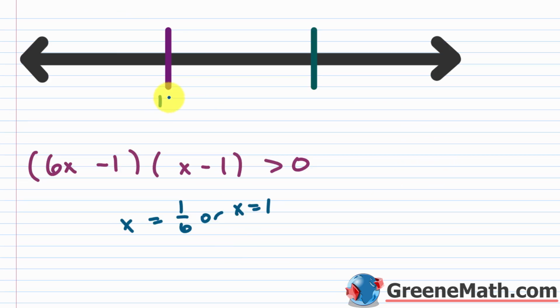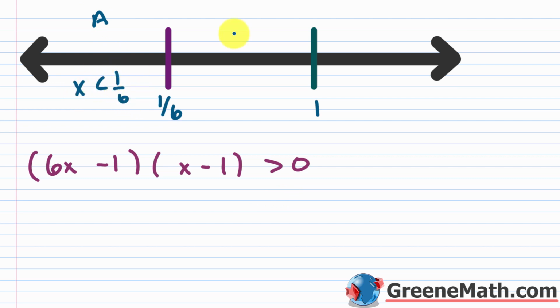So let's put 1 over 6 here. Let's put 1 here. And again, I'm just going to write this as region A. This is where x is strictly less than 1 over 6. Let's say this is region B, and this will be where x is greater than 1 over 6 and less than positive 1. This will be region C. We'll say x is strictly greater than 1.